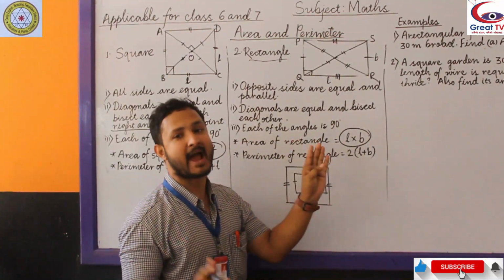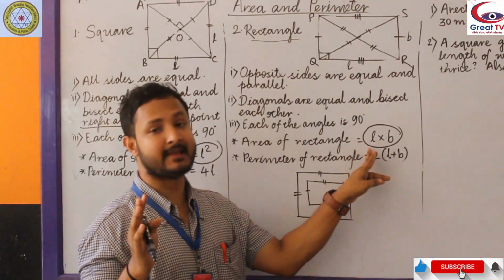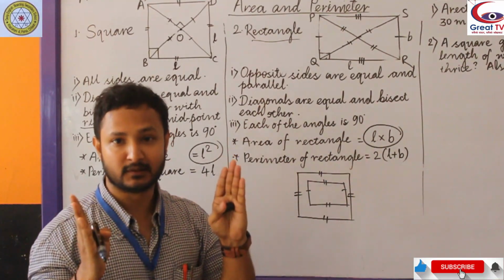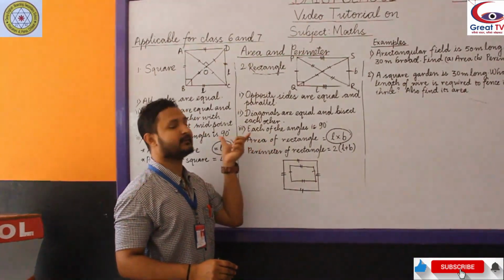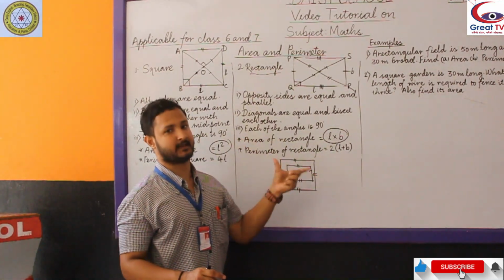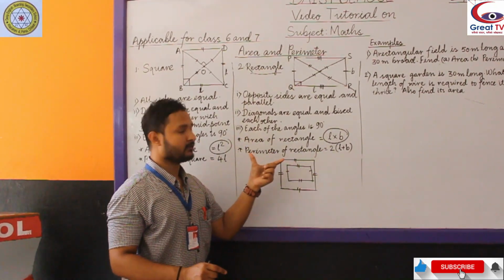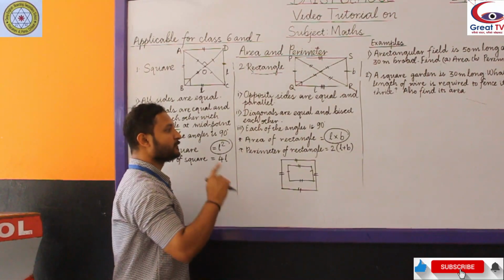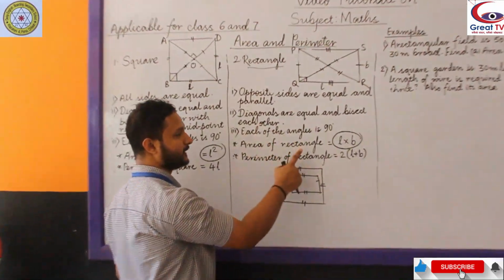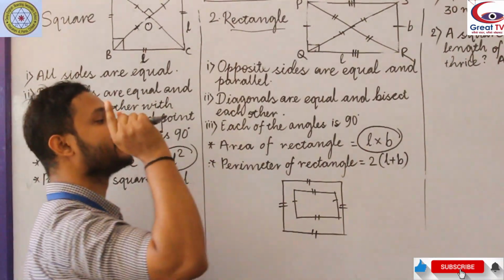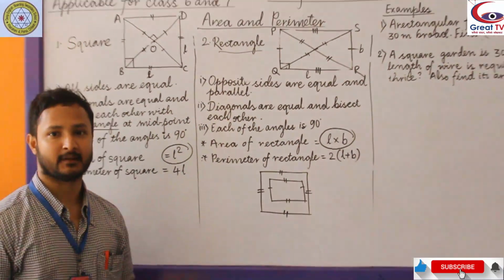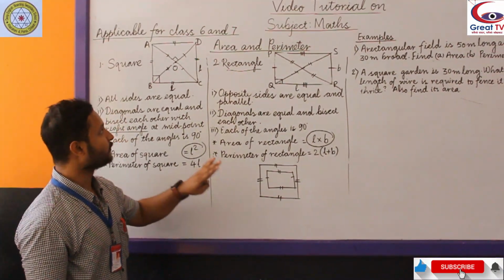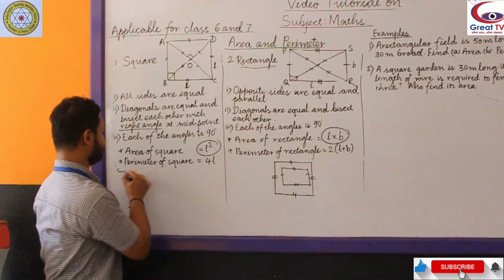When you multiply the length of a rectangle with its breadth, we get the area of the given rectangle. Listen once more. To find the area of a rectangle, we have to multiply its length with its breadth. Okay? So let's move to perimeter.